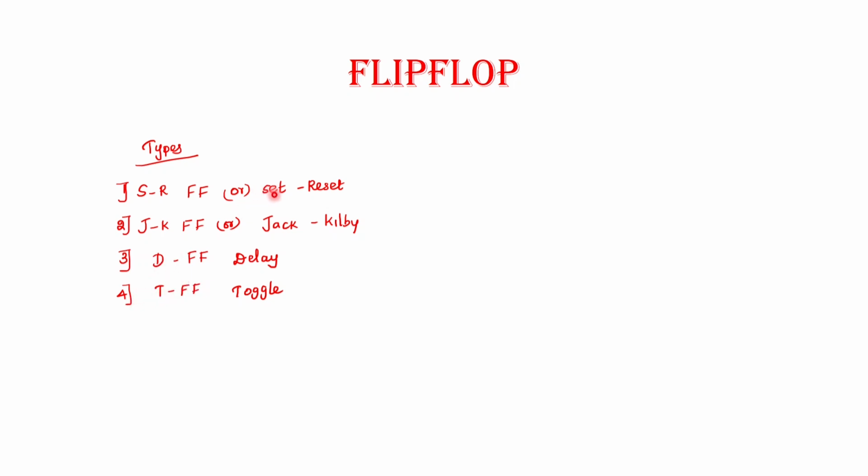SR flip-flop is otherwise known as set reset flip-flop. JK flip-flop, other name is Jack and Kilby flip-flop. The name is after the scientists Jack and Kilby. Then the third one, D flip-flop, is otherwise known as delay flip-flop. The fourth is T flip-flop or toggle flip-flop.